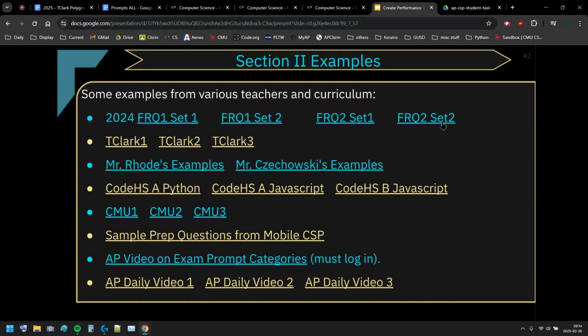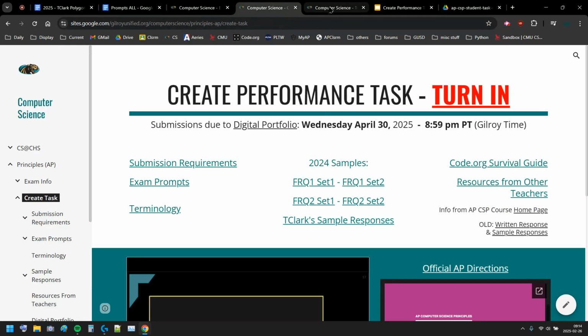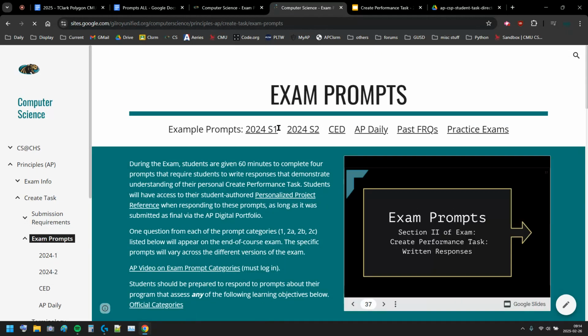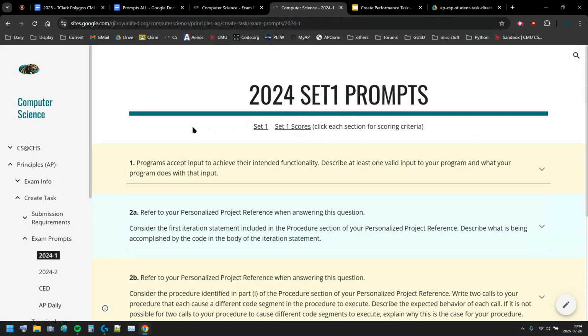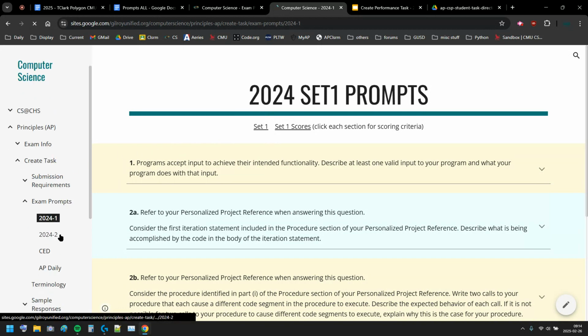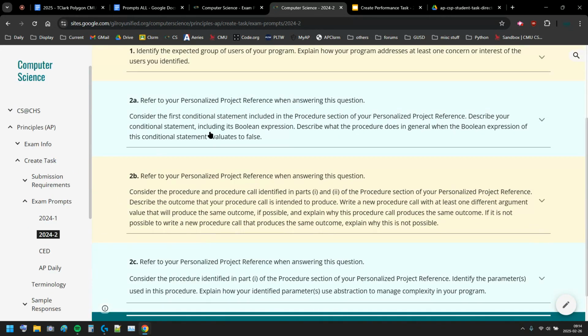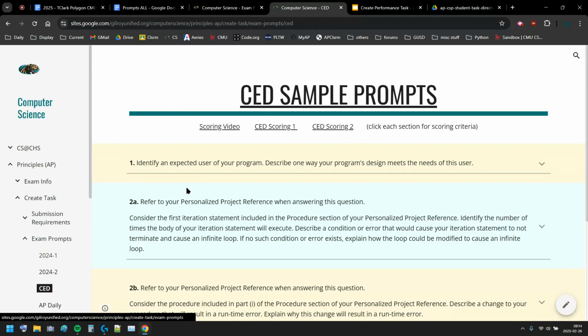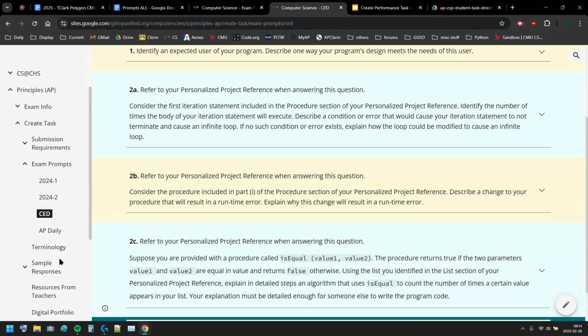So I have links to a bunch of them on the web page. On my web page, it would be under the exam prompts section, and I have some examples. Here's the set 1 from 2024. Here's set 2 from 2024. And if you click on these, you can see the scoring criteria drop downs. Here's the CED ones. These are official. This is the course and exam description. That's what CED stands for, for us teachers. But it gives you some prompts for those.